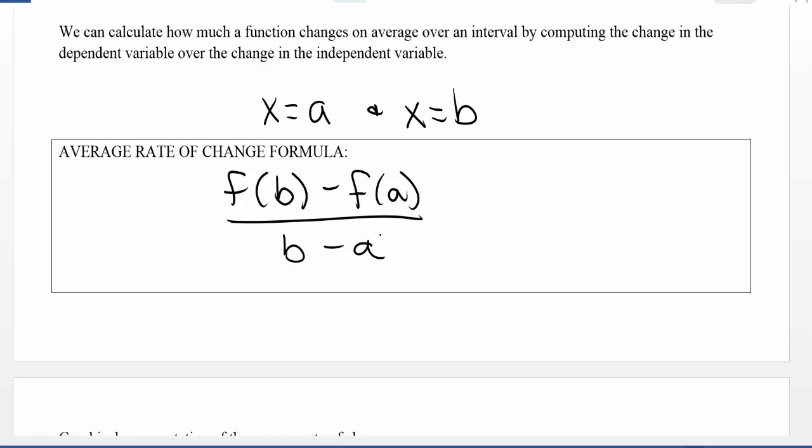So we're going to use this formula rather extensively throughout this course. The average rate of change is really important. And when you see the word average, that's a key indicator that we are going to be using this formula. So let's take a look at some examples of computing average rates of change.